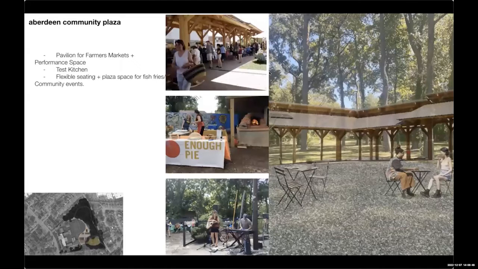This is the Aberdeen Community Plaza. So it'd be a pavilion for a farmer's market, as well as performance space. It would have a test kitchen, and it's really a flexible community gathering space that can be used and transformed from daytime to nighttime. Seating I'm seeing as being very flexible so that you're able to transition the space as needed for the programmatic elements. There would also be grills for fish fries and just an overall place for community to gather and a place to foster those community events.